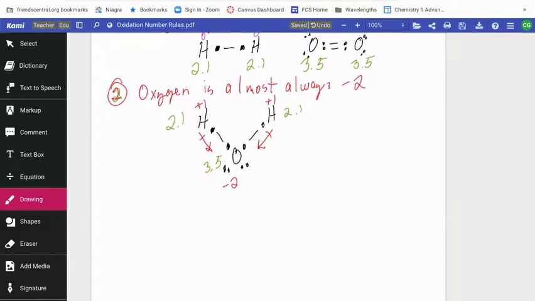I want to skip one, which I missed. I probably should have done it before this. We'll call it rule number 3. We're going to say ion charge is equal to the oxidation number. Oxidation number can be abbreviated O.N.